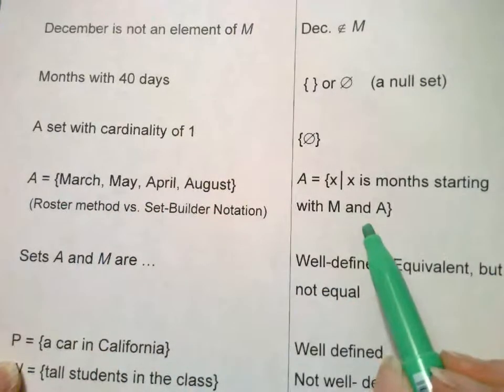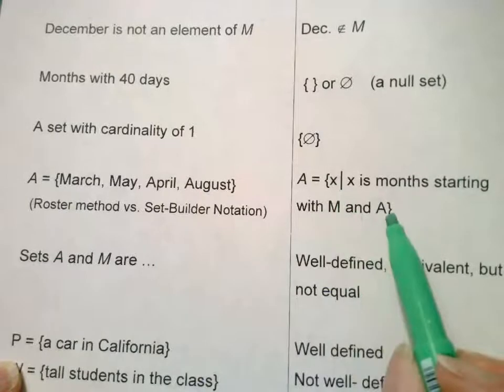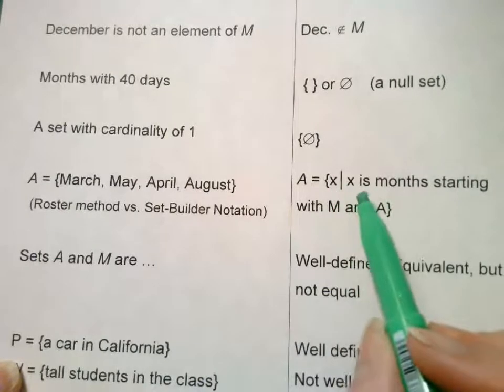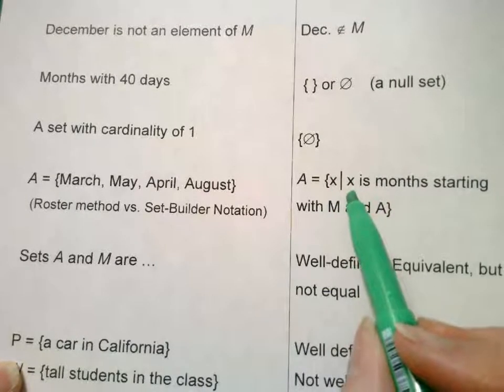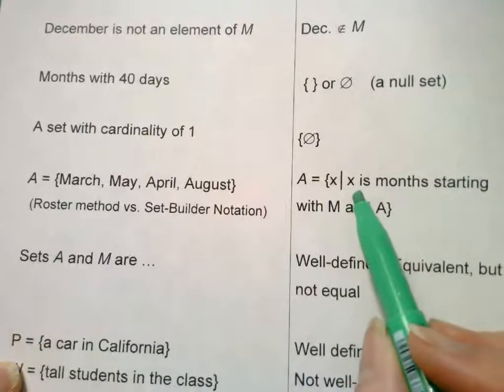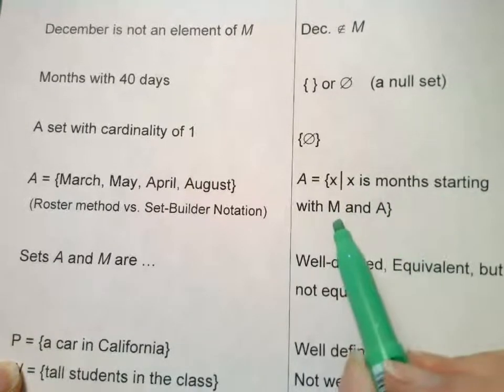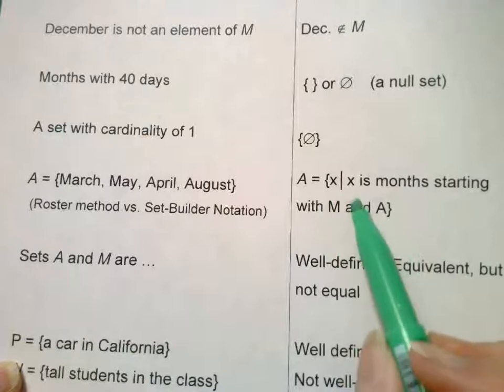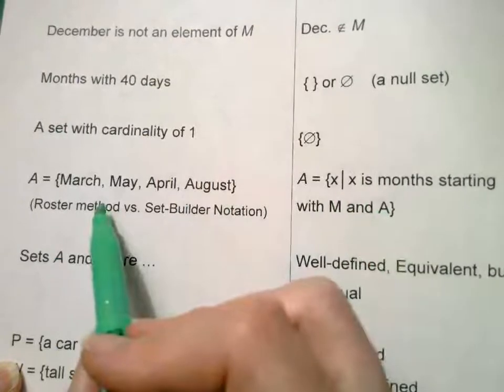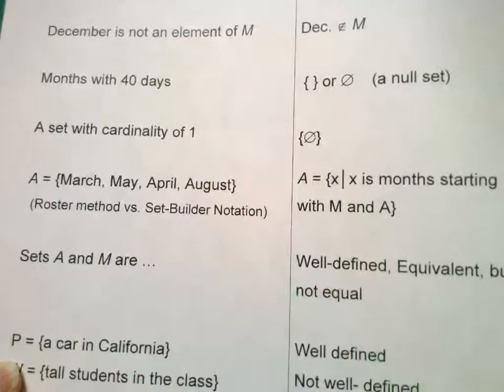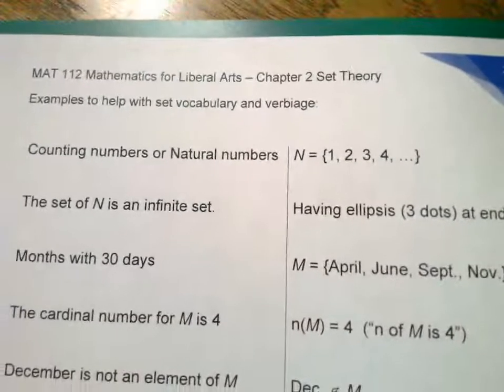This is the set builder notation. It has the same brackets. It has a variable with a line in between, and then it tells you what the variable is. It is the months starting with M or A instead of listing them like the roster does. Okay. So let me go back at the top here. Here are other examples.